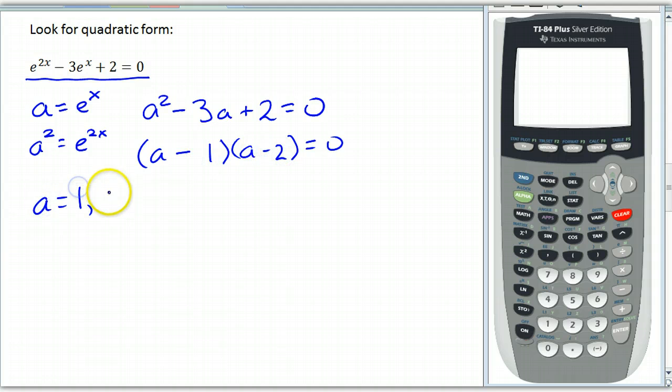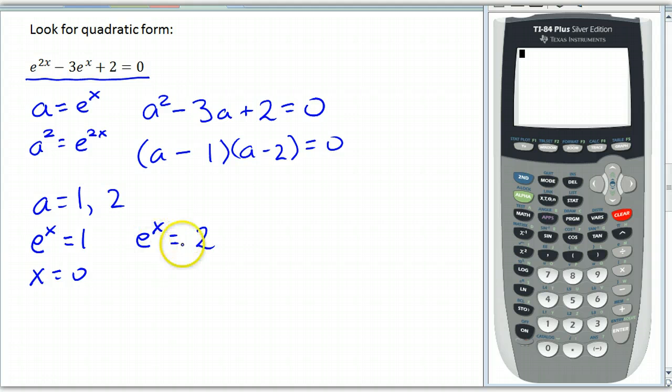So a is 1 and 2. But we're not done because we want to know what x is. So we're done with our substitution variable, and we're now going to return to e to the x has to equal 1, and e to the x has to equal 2. So that means that x is 0 because e to the 0 is 1.